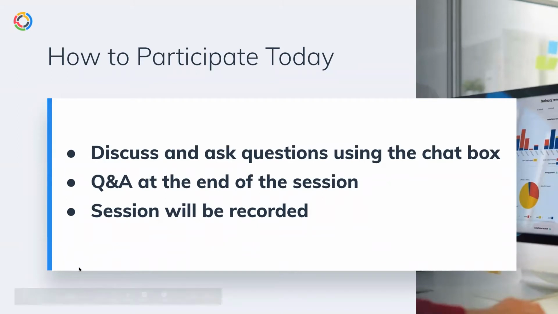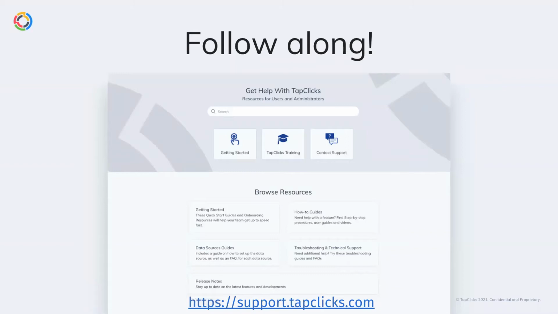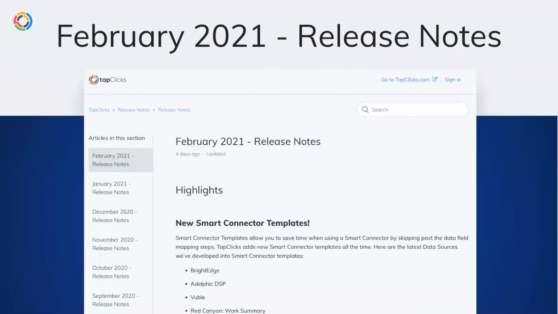This is about what's being released, so we encourage you to follow along on your own device. You can go to support.tapclicks.com, and then go to the release notes section on this page. You'll see a category there called release notes, and within the release notes you'll find all of the releases going back to paleo TapClicks time, but you can find the February 2020 release notes, and this is what we're going to be covering.